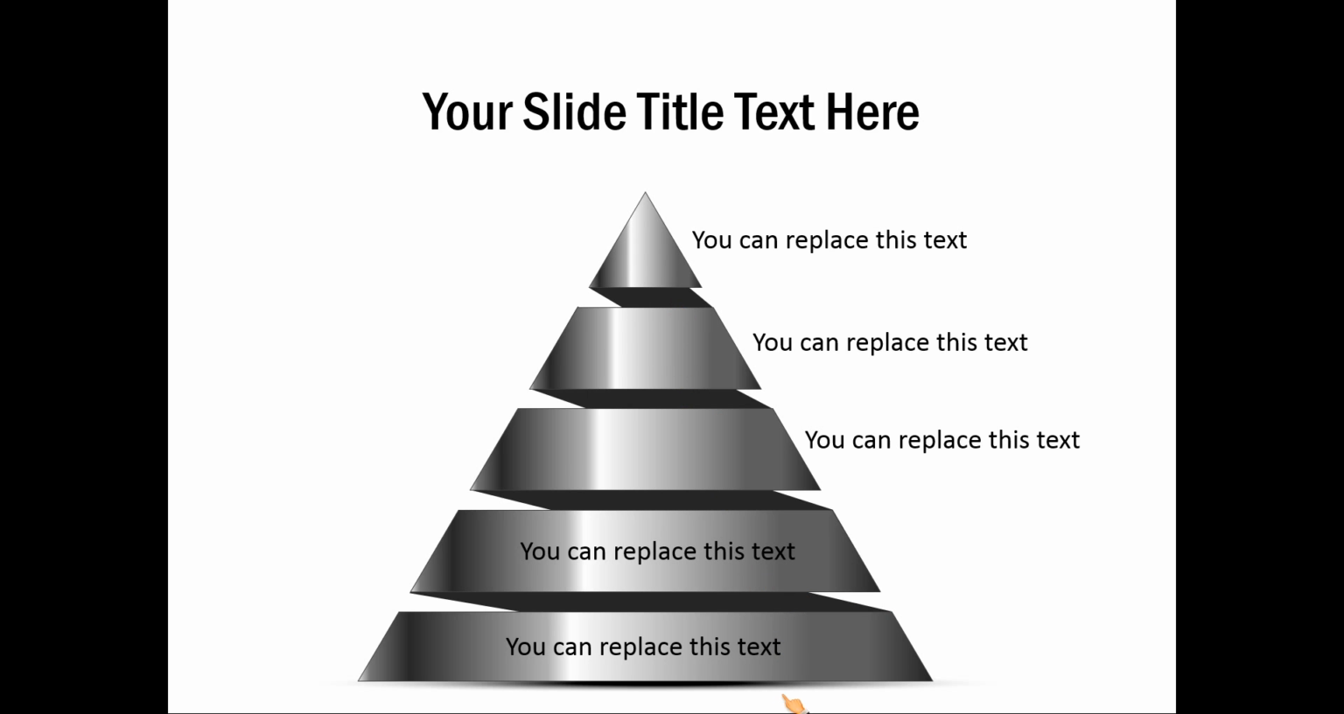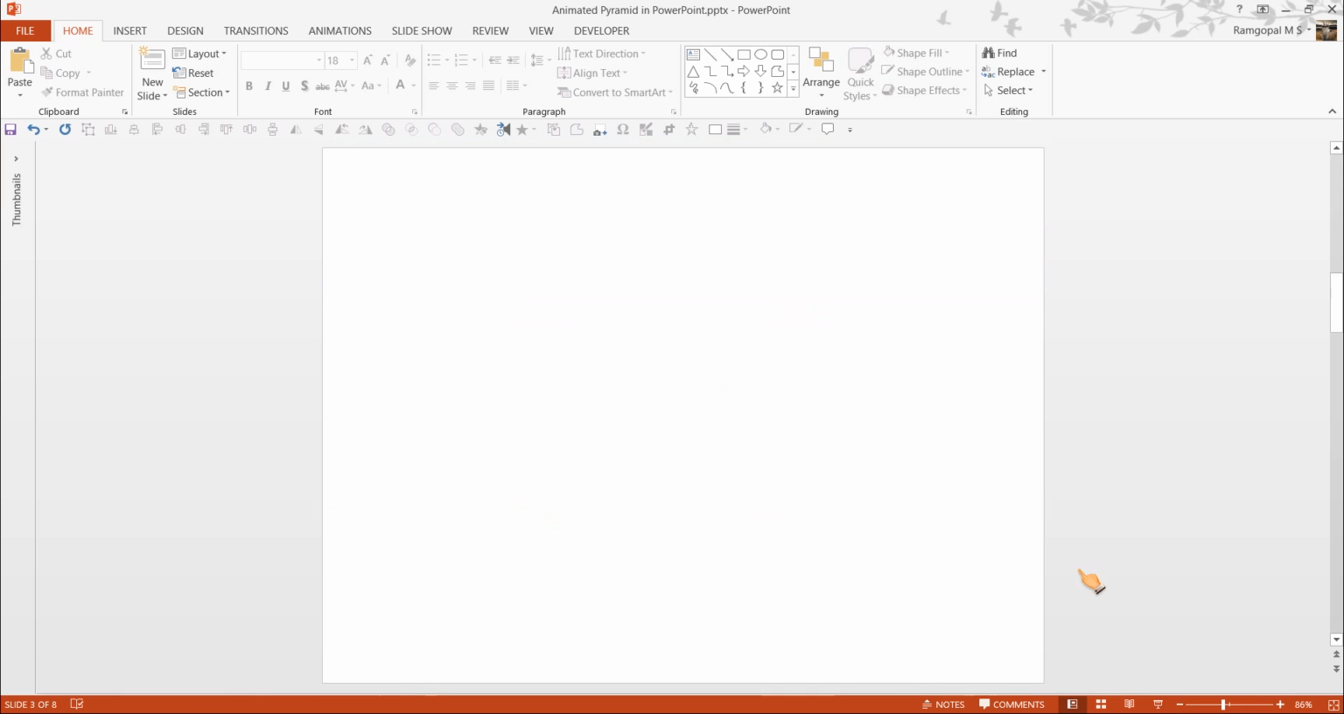The diagram not only depicts five levels, but also shows that these five levels are connected. It also gives you a 3D illusion because of the light and shade. Let us see how to create this beautiful pyramid diagram from scratch by going to a new slide.